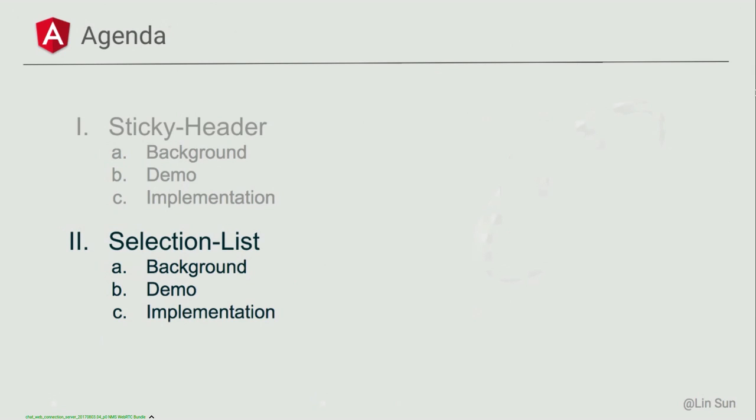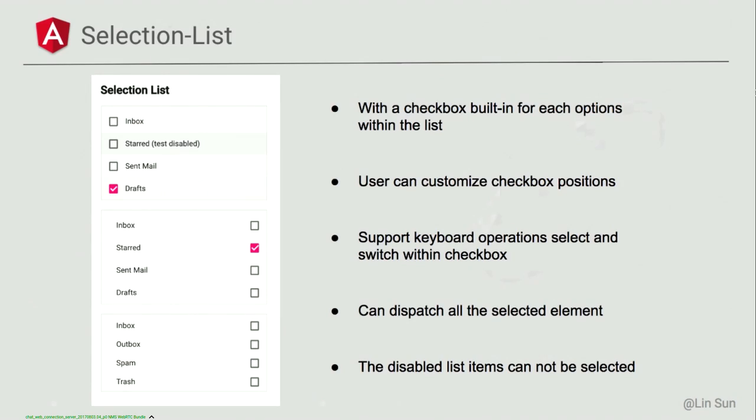And the next one is a selection list. A selection list is basically a list box with different list options. For each list option, you will have a checkbox built in with it. You can customize the checkbox position, and you can set whether the current item is disabled. If it is disabled, you cannot select it. After you select different items in the list, you can get all the selected items from a selection module.